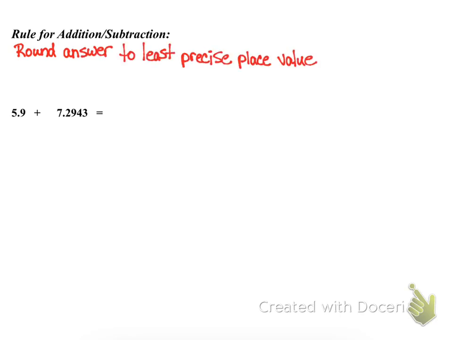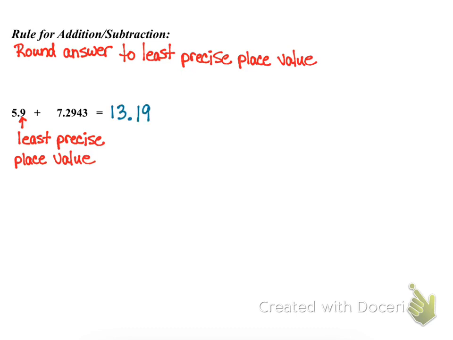So there's two rules. The first rule is for addition and subtraction, and it says that we're going to round the final answer to the least precise place value. So to round for addition and subtraction, we're going to look at place value. And the easiest is just to give you an example. So 5.9 plus 7.2943.